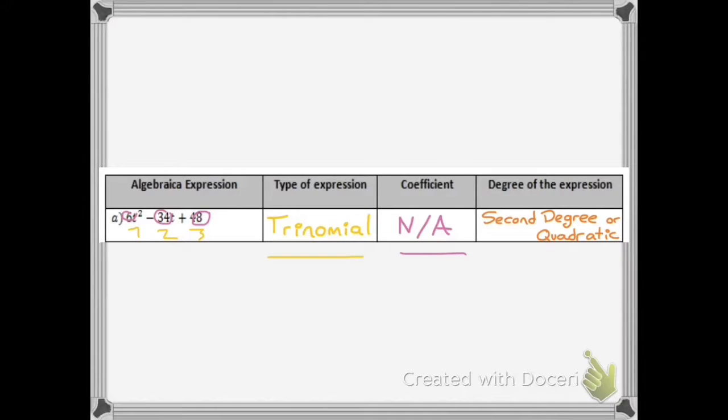And it's also asking for the degree of the expression. I wrote second degree or quadratic. We take the highest exponent. In this case, it will be 2. Why? Because x has an imaginary 1 as its exponent. So 2 is bigger than 1.